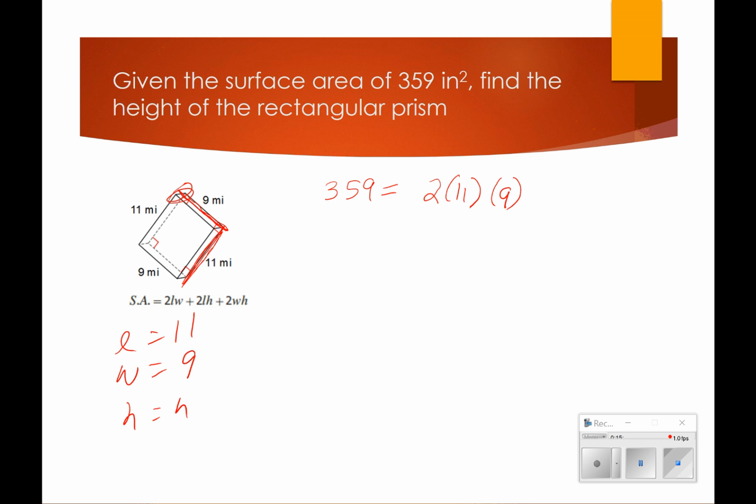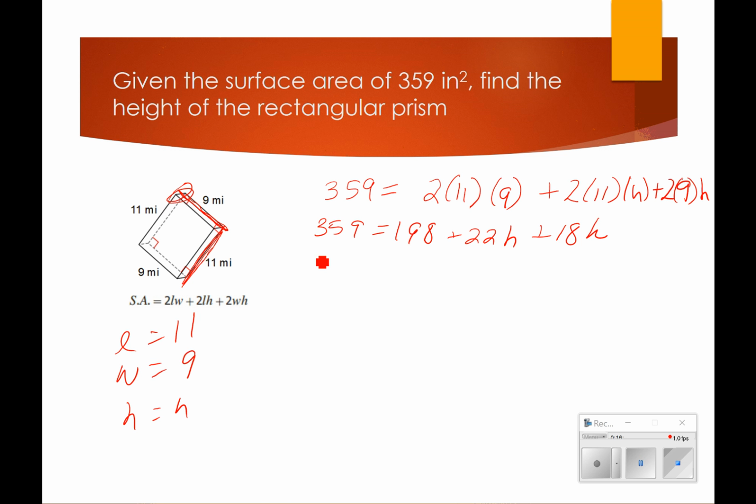So 2 times 11 times 9, plus 2 times the length times the height. So we said the length was 11. 2 times 11 times H, because we don't know what height is, and we're looking for height. Plus 2 times the width, which we know is 9, times H. And again, we're looking for the height. So let's simplify all of this. So 2 times 11 times 9 is 198. And then 2 times 11 is 22H. 2 times 9 is 18H.